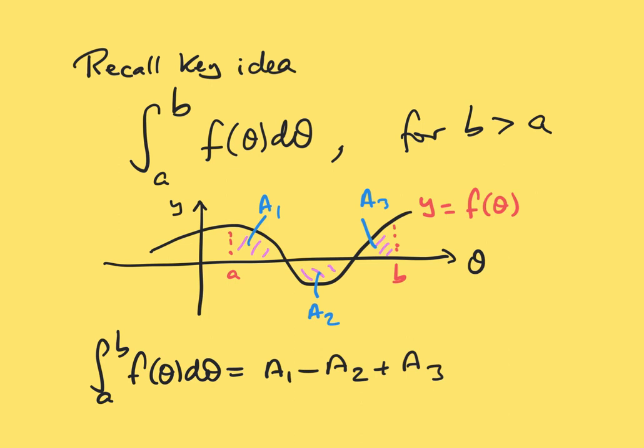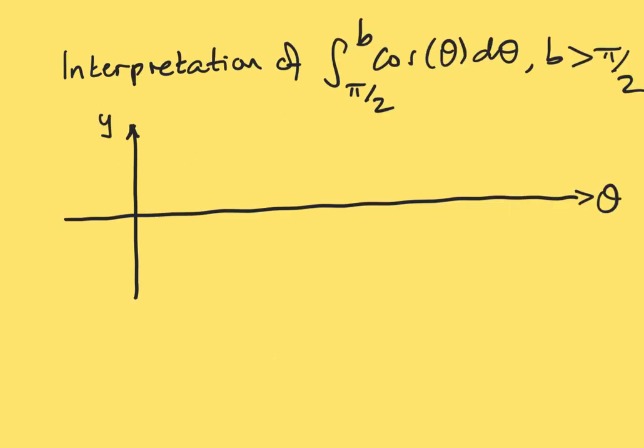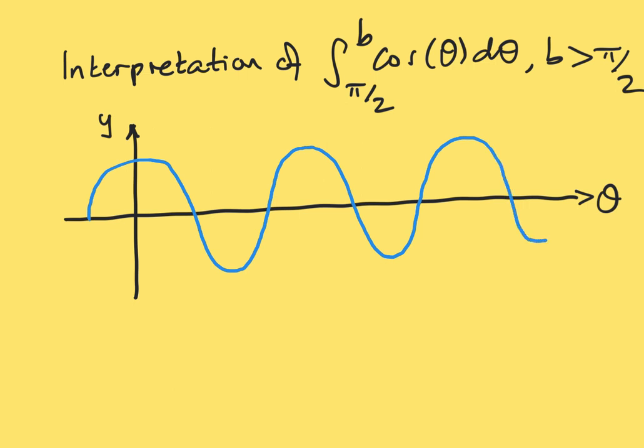So let's now use this to look at the exercise we started with. So this is the integral that we wanted to interpret for b being greater than pi over 2. And this is our integrand, the cosine of theta. So let us sketch what our integrand looks like. It's something like this. Goes up and down between -1 and 1. And I'll stop drawing it there. And this is y is equal to the cosine of theta.